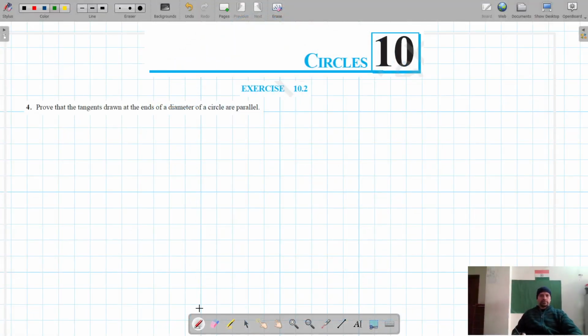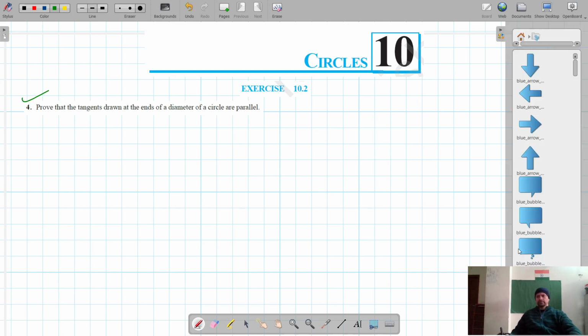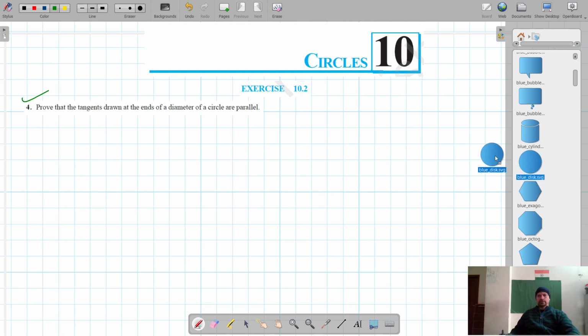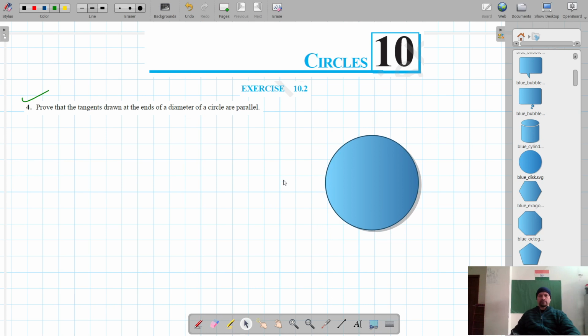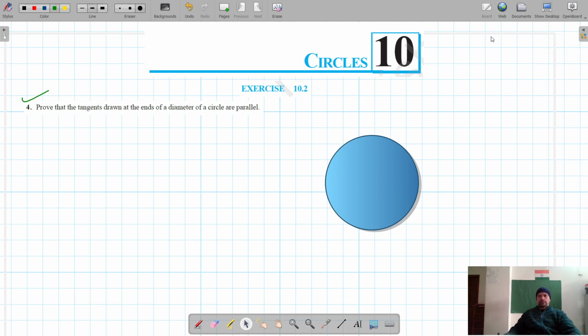Right, so for question number 4, we have to prove that the tangents drawn at the ends of a diameter of a circle are parallel. So let's see, this is our circle and there are tangents drawn at the ends of the diameter.